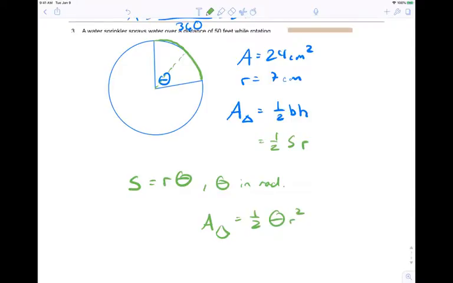This is where theta is in radians. Again, theta in radians. Let's just try this out and see if it works. And then if it doesn't work, we'll make adjustments. Is this okay?